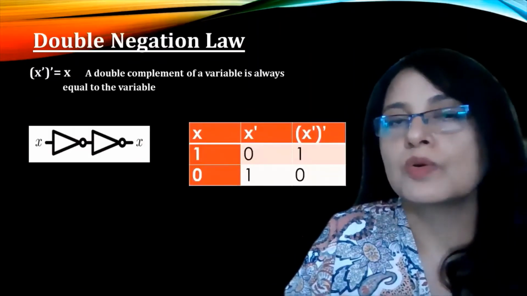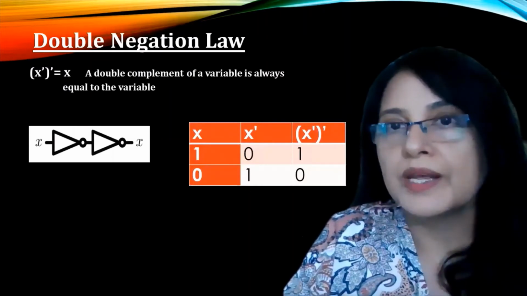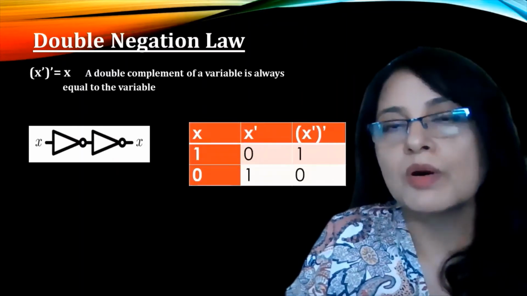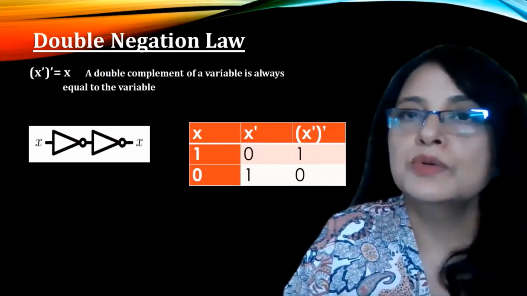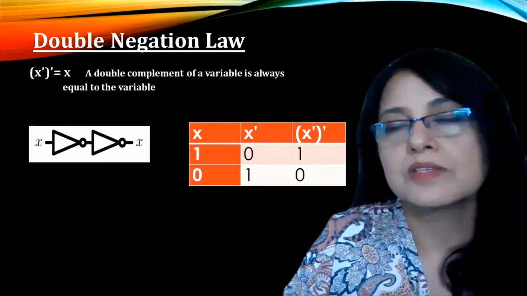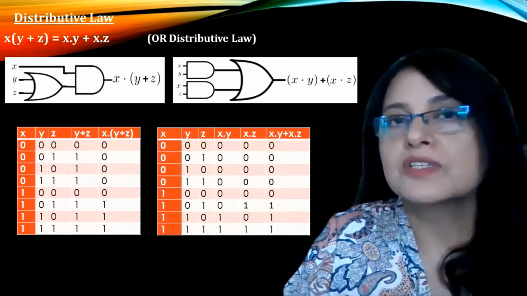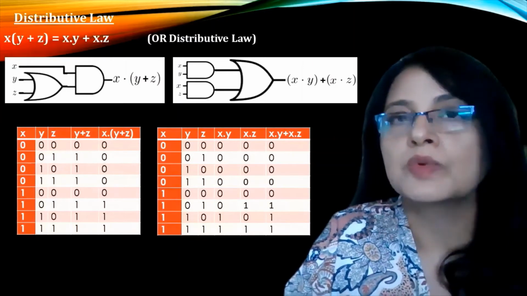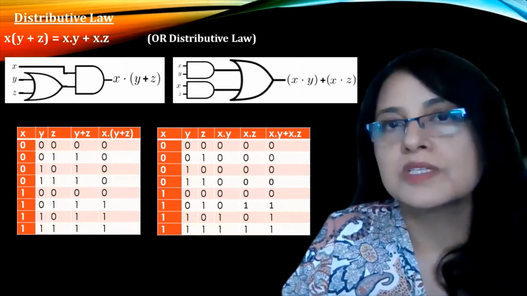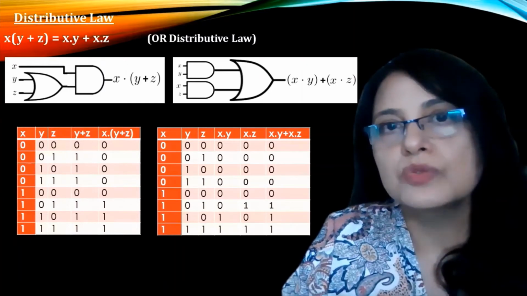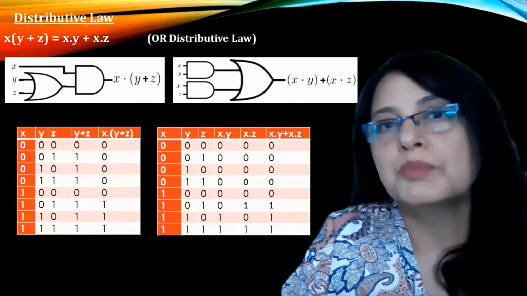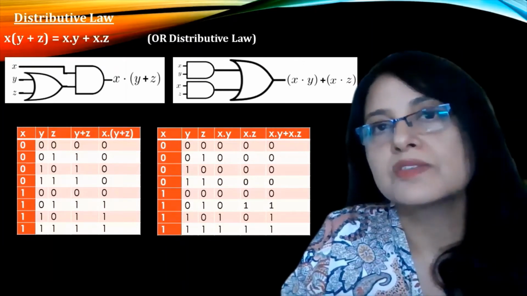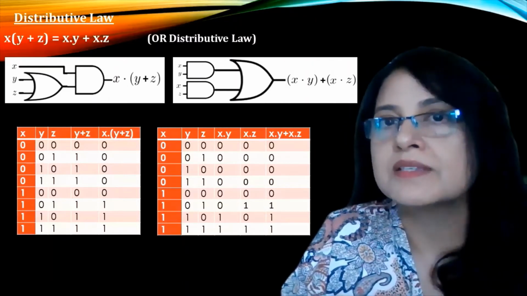The double negation law says that if you use two NOT switches, or you take the double complement of X, the value that you will get will be the same as X. The distributive law is actually the same as you see in math, where you say X dot (Y plus Z) is equal to X dot Y plus X dot Z. And if you look at the truth tables, you will see the output in both truth tables is exactly the same in the last columns, that is X dot (Y plus Z) is the same as X dot Y plus X dot Z.